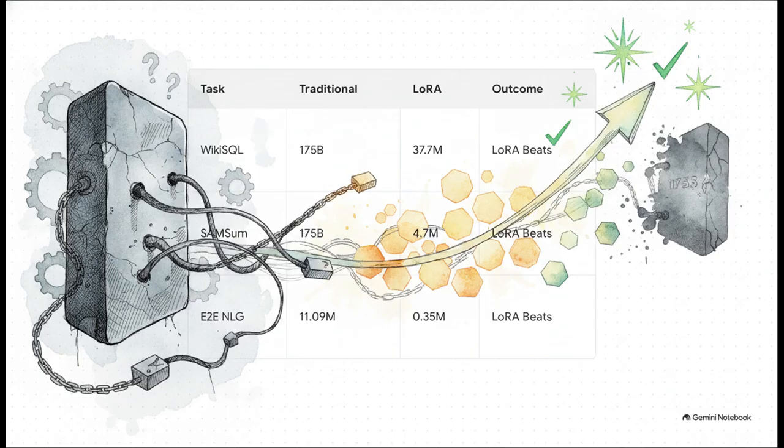It's wild. Or look at Samsung for conversational summarization. LoRA uses a measly 4.7 million parameters, and again, beats the fully fine-tuned 175 billion parameter beast. Even when you pit it against older efficient methods, like adapters in the E2E data-to-text challenge, LoRA uses just a third of a million parameters and still scores higher. It is wildly efficient, and you don't sacrifice a single drop of quality.